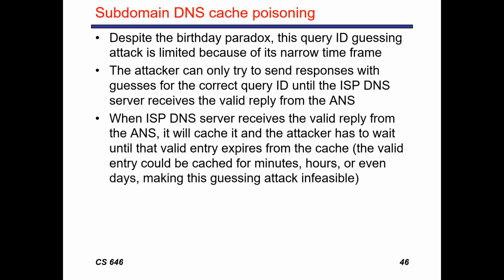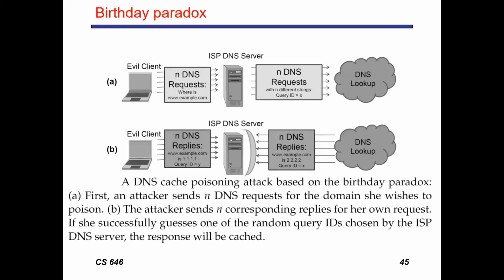All right. In the previous slide, the birthday paradox just explained that Eve, the attacker, sends n number of requests and n number of replies, in which he will be successful in guessing the ID.